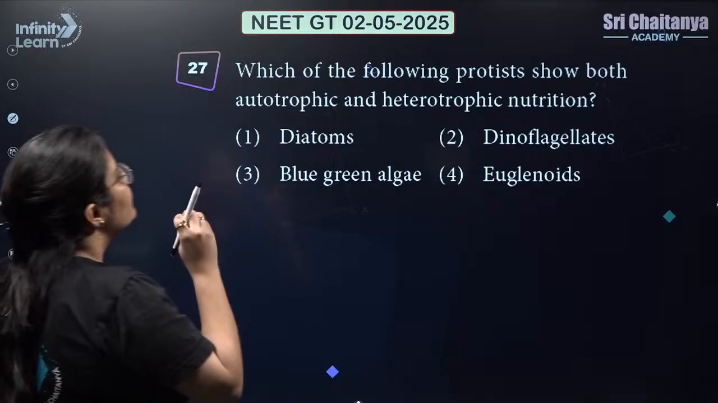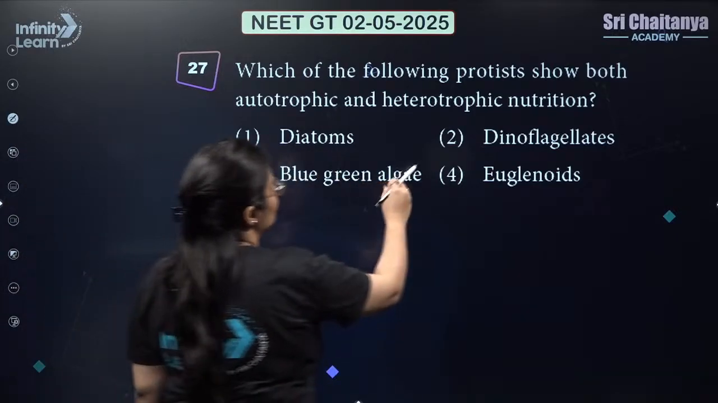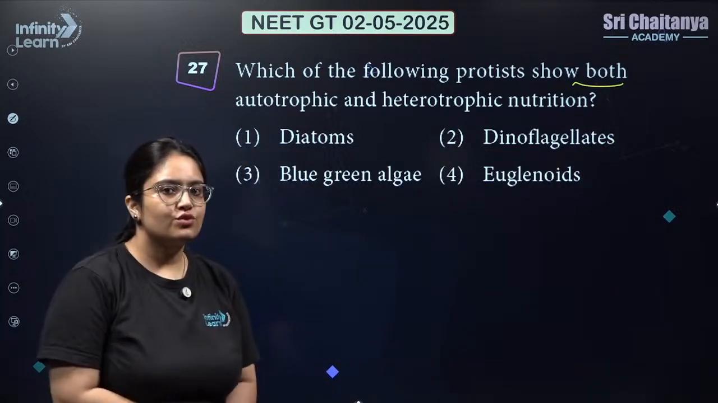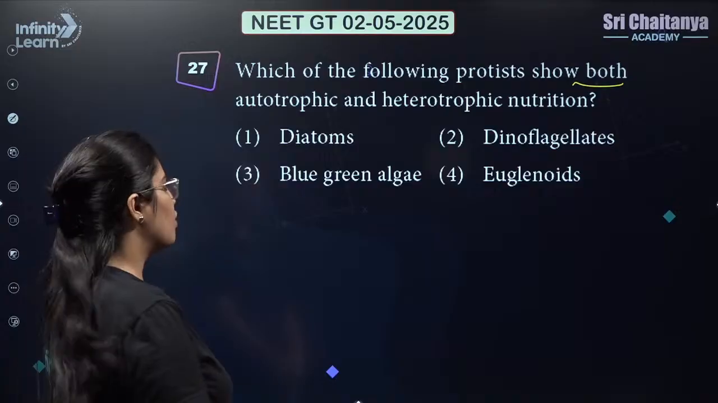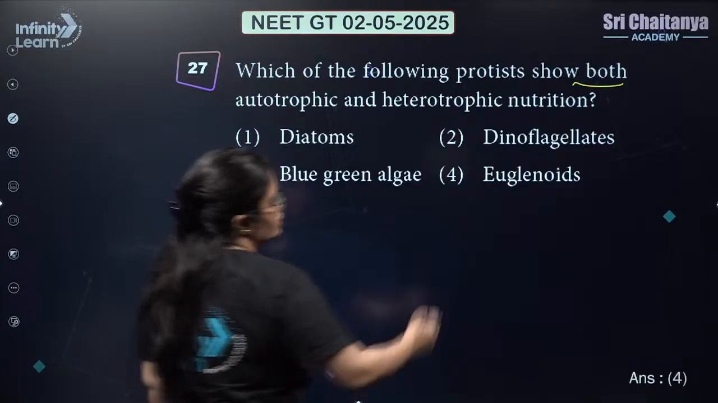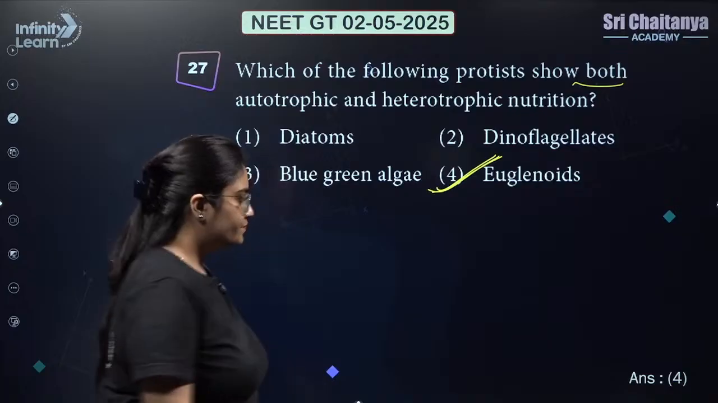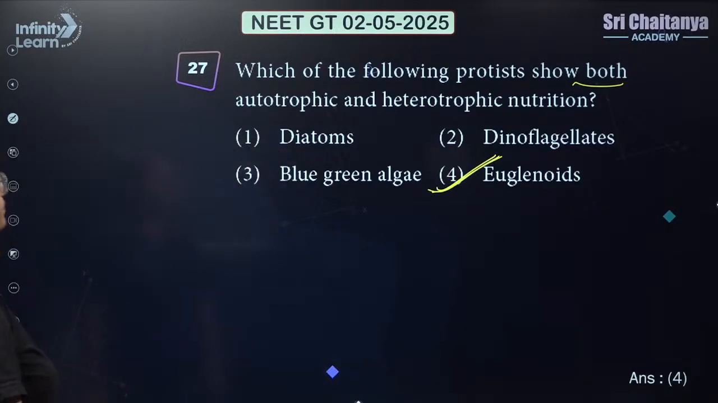Which of the following protists show both autotrophic and heterotrophic nutrition? Both autotrophic and heterotrophic means mixotrophic nutrition. So it will be seen in Euglena, which belongs to euglenoids. So the answer is 4, euglenoids. Clear, guys? Very simple.